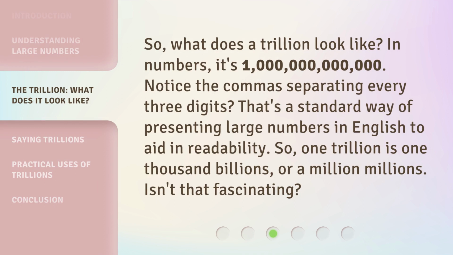So, what does a trillion look like? In numbers, it's 1 trillion. Notice the commas separating every 3 digits? That's a standard way of presenting large numbers in English to aid in readability. So, 1 trillion is 1,000 billions, or a million millions. Isn't that fascinating?